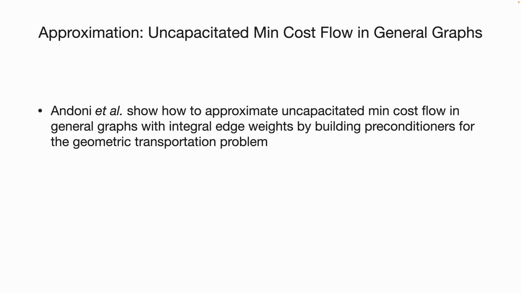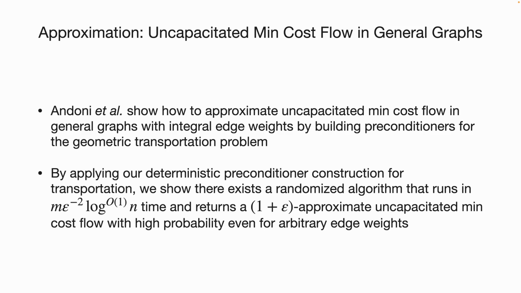Another application of our algorithm is to approximate the uncapacitated minimum cost flow in general graphs. Prior work showed how to do this in general graphs with integer edge weights by building preconditioners for the geometric transportation problem. By applying our deterministic preconditioner construction for transportation, we also show that there exists a randomized algorithm that runs in time m epsilon to the power of -2 polylog n, and returns a 1 plus epsilon approximation with high probability for arbitrary edge weights.